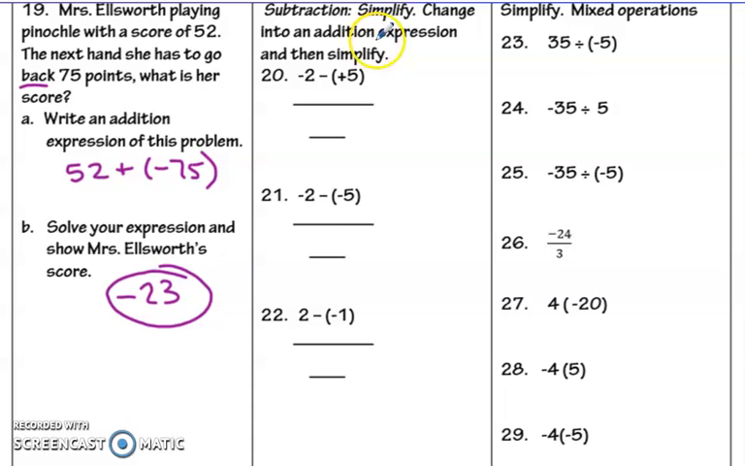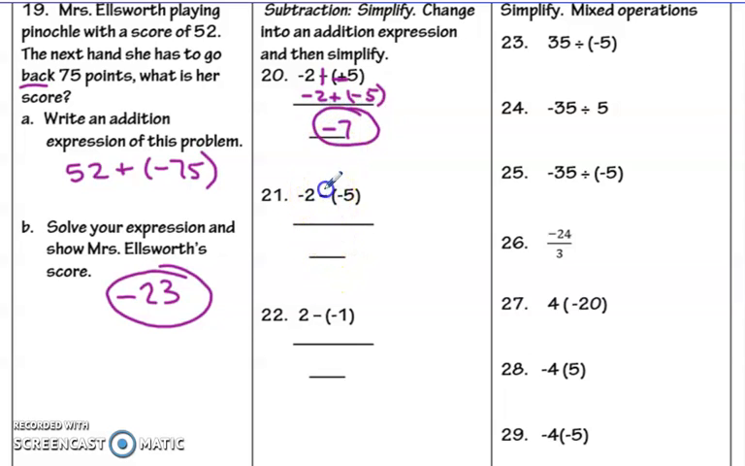Now in these ones, I have it just like this on the test. In fact, this review is so much like the test, except I have fewer problems on the test. Anyway, so we've got negative 2 minus a positive 5, and we're supposed to go and change it to an addition expression. And so we're going to add the opposite, and the opposite of a positive is a negative. So we'll rewrite it as negative 2 plus a negative 5. Okay, and when you add a negative to a negative, you get a bigger negative, right?